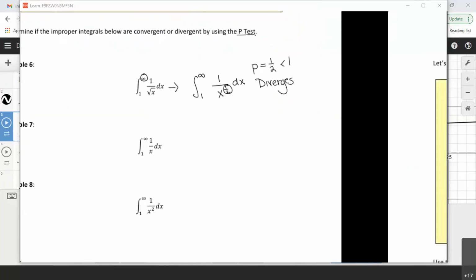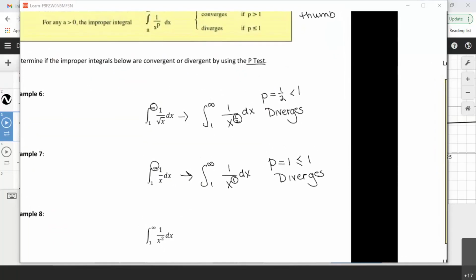Okay, how about this one? This is the one we just did. Okay, so here p equals 1, which is less than or equal to 1. So this also diverges. Okay, again, I don't need to do any calculus. I'm just looking at that exponent.